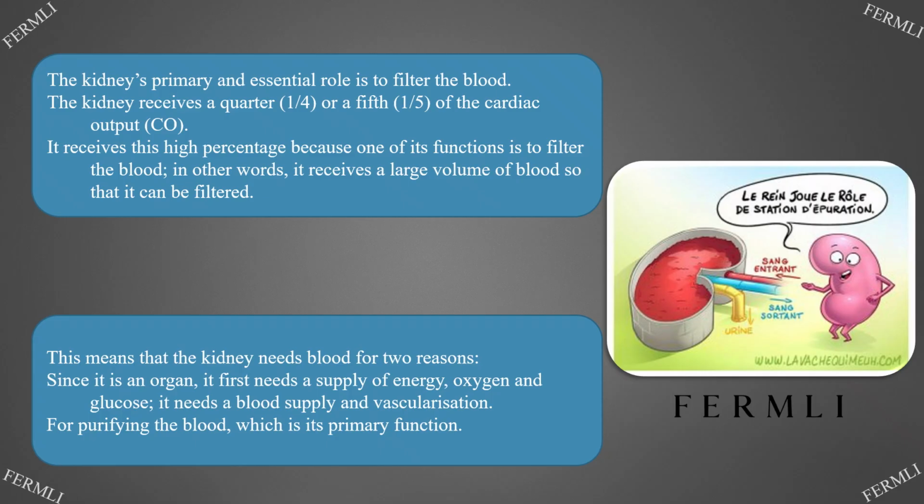This means that the kidney needs blood for two reasons. Since it is an organ, it first needs a supply of energy, oxygen and glucose. It needs a blood supply and vascularization. And second, for purifying the blood, which is its primary function.